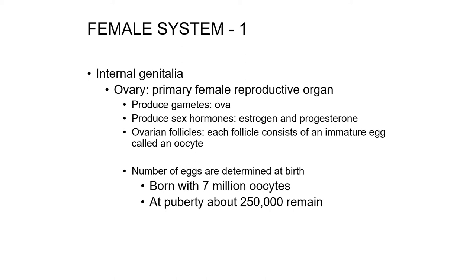So with the female anatomy, we have both internal genitalia and external genitalia. So we're going to begin with internal. And the first organ I want to introduce is the ovaries. And remember, the ovaries are the female gonads, which means the gonads are the primary sex organs. They actually make the gametes. And the gametes are called ova, as you can see.